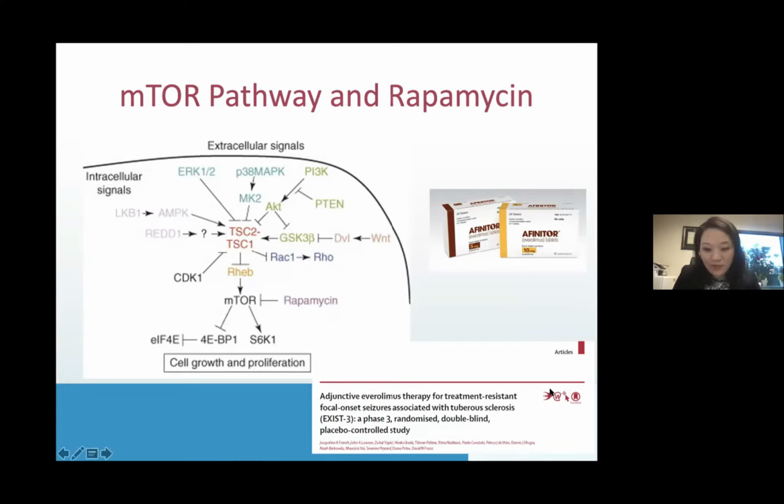And this paper is from The Lancet, published in 2016. And it is the results of the randomized controlled trial called EXIST-3, basically looking at placebo, low dose everolimus versus high dose everolimus. And the conclusion of this randomized controlled trial is that everolimus, which is an mTOR inhibitor alongside sirolimus, is effective in controlling seizure frequency. So this was published in 2016, and the use of mTOR inhibitors has increased for both oncologic purposes, but also for control of seizures.